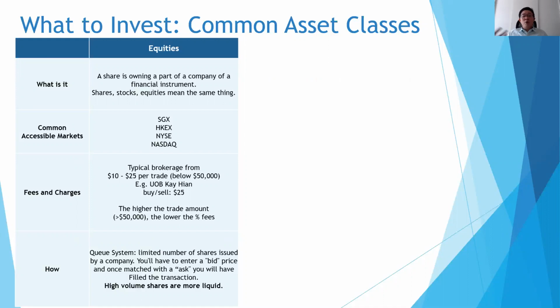Depending on the brokerage you are using, fees and charges are typically $10 to $25 per trade. Personally, I'm currently using UOB at $25 per trade. The idea is that the higher the trade amount, for anything lesser than 50,000, the lower the fees will be because it's a fixed amount, $50 for a buy and sell transaction. So if I invest $5,000, my fee is 1%. If I invest $10,000, my fee is 0.5%. So it's very simple math.